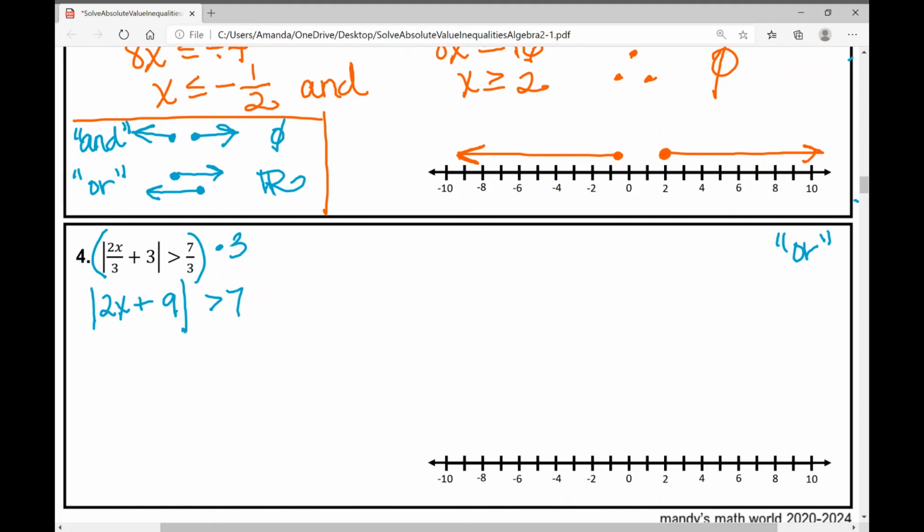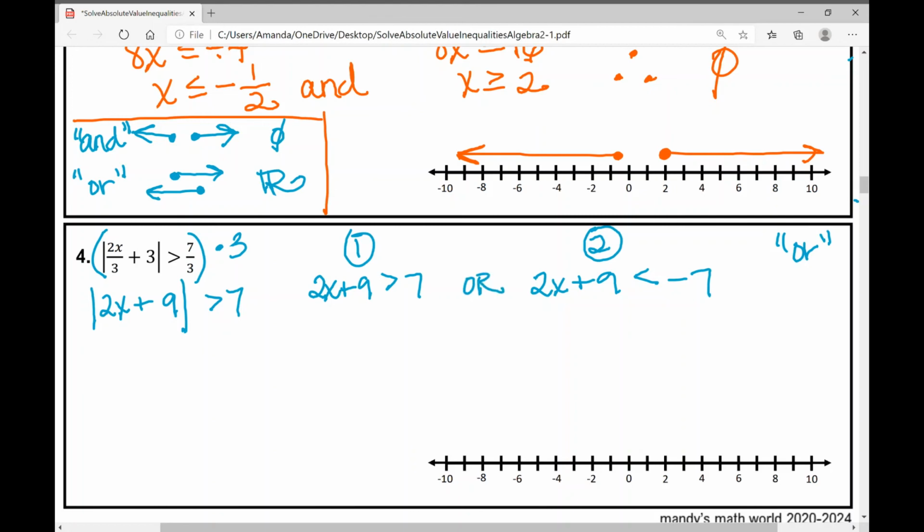This is an OR compound inequality. Because it's absolute value, I need to set up two cases. In my first case, I'm going to drop the absolute value bars. 2x plus 9 is greater than 7. In the second case, I'm going to drop the absolute value bars, flip the sign, switch the number, -7. And now we're just going to solve. This is an OR compound inequality. That's going to be my answer.